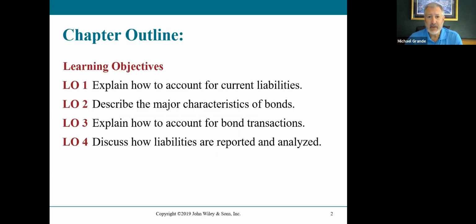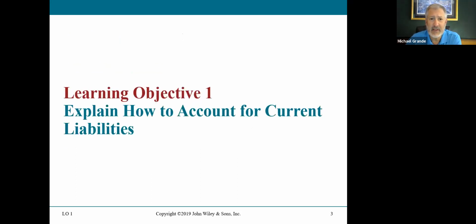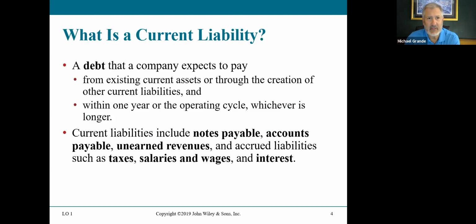So the main items that we're going to take a look at are: explain how to account for current liabilities, and we'll talk about the definition of current liabilities. Describe the major characteristics of bonds. Number 3, we're going to explain how to account for bond transactions. And lastly, discuss how liabilities are reported and analyzed on the balance sheet. Explain how to account for current liabilities.